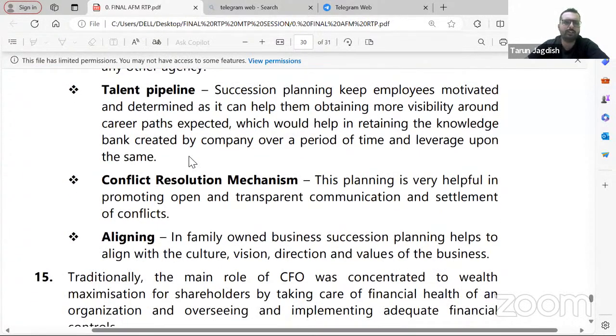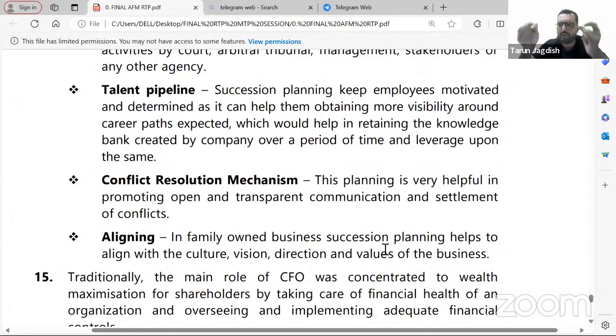Friends, basically talent pipeline means they are going to keep a list of people ready. If A leaves, B will be there. Beyond B, you will have C, D, and E. They are all talented people. So if B leaves, automatically C or D will take over the position. That is what you call talent pipeline.